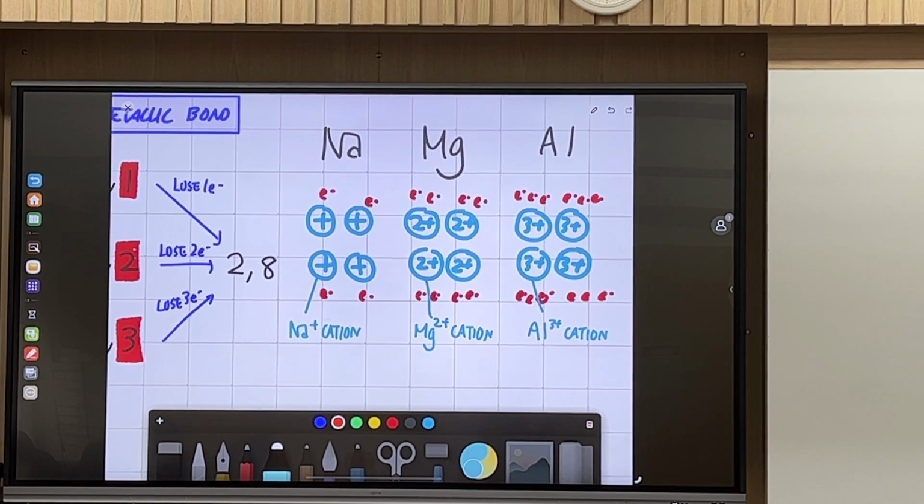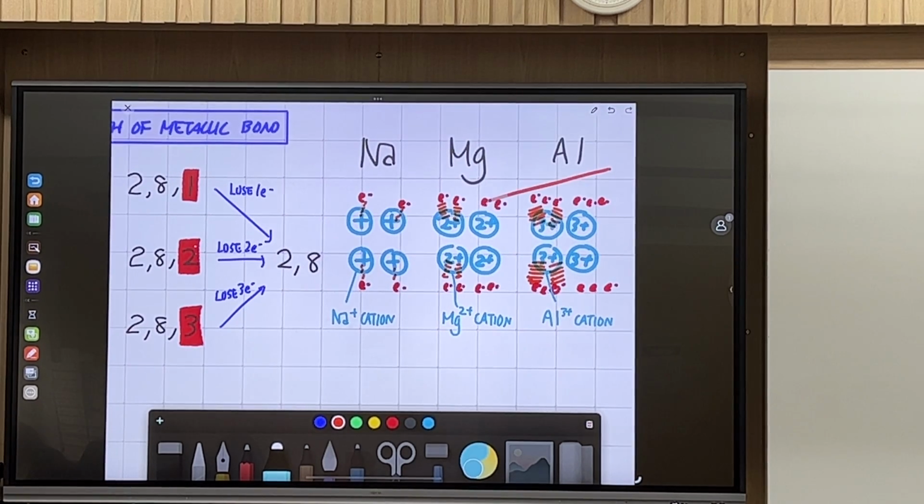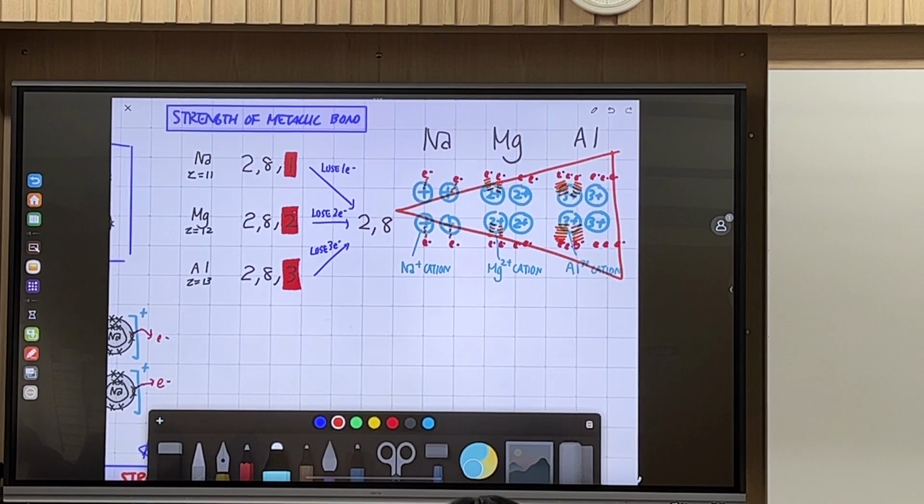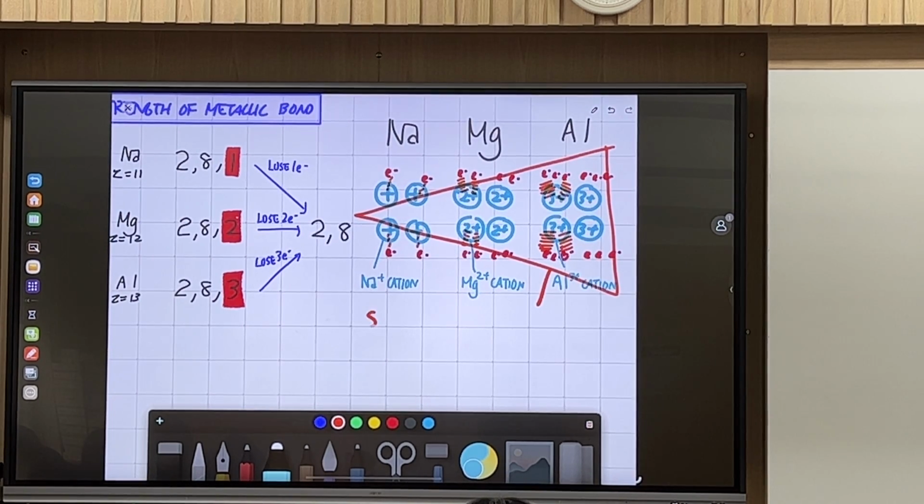So this is why. Can you draw some dotted line here to show that the metallic bond is not really that strong in sodium? Yeah, it is strong, but compared to magnesium, it's not very strong. And then what about aluminum? Aluminum has the strongest metallic bond of all 3, period. Okay, so can you draw a triangle here and show the strength of metallic bond? Yeah, so strength of metallic bond increases with the charge of the metal ion.